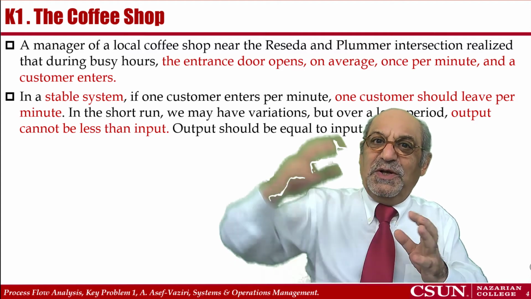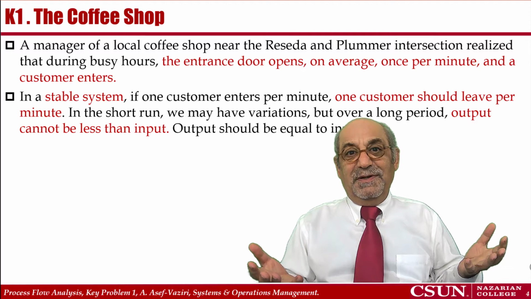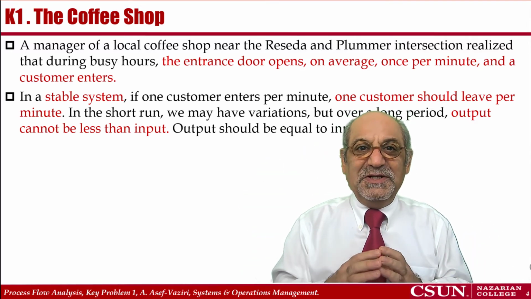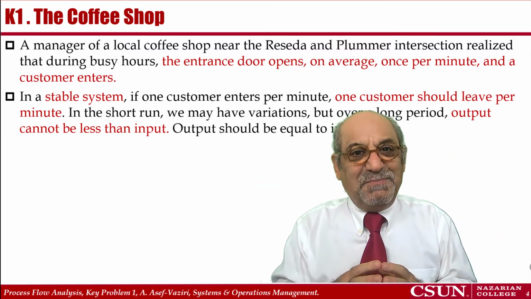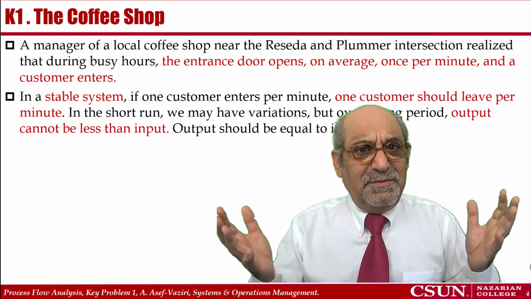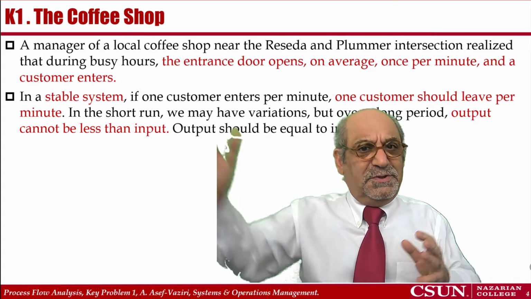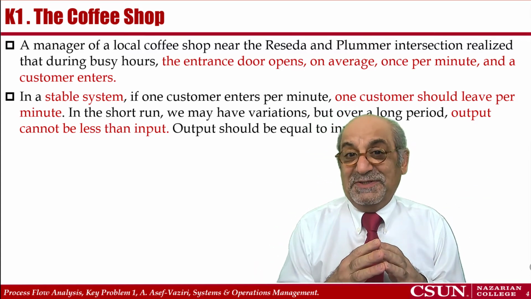What will happen if what goes out is greater than what comes in? It is impossible. For 1 minute it is possible, for half an hour it is possible, for 1 hour it is possible, but in the long term it is not possible. How could the number of people who go out be more than the number of people who come in? In the long term it is not possible.